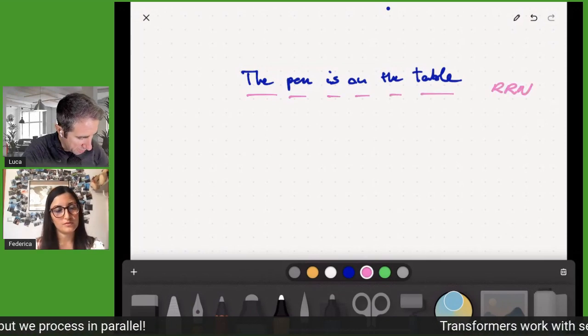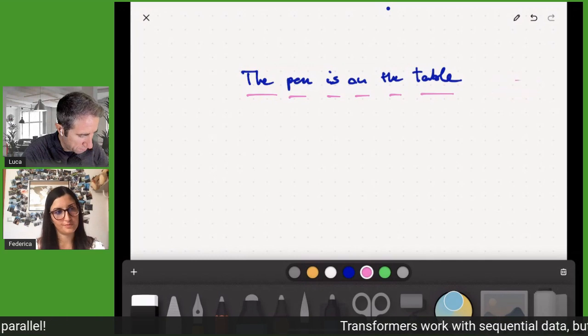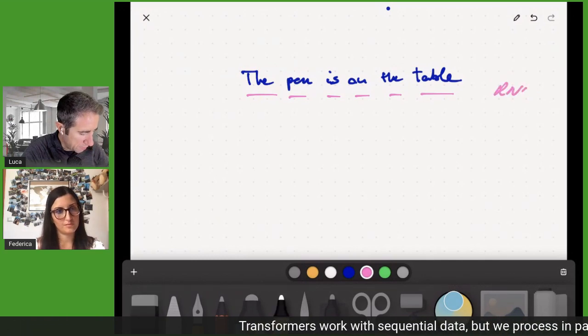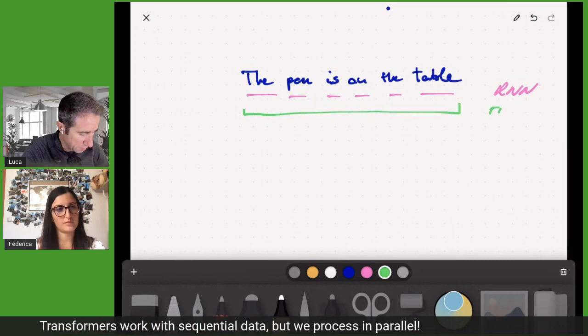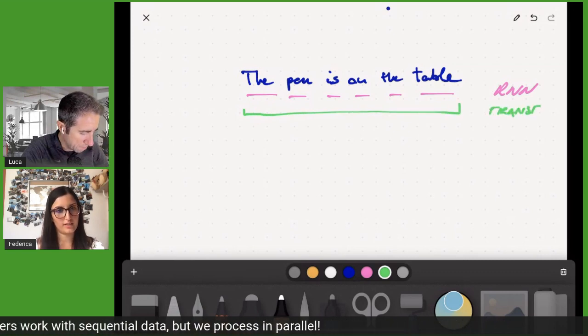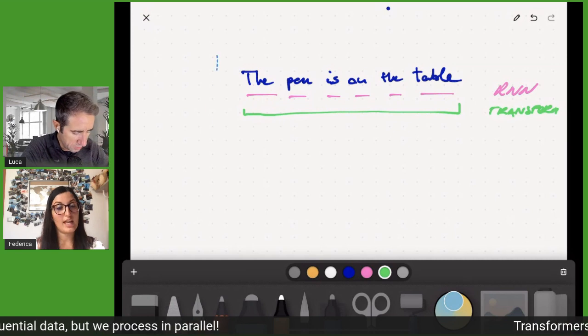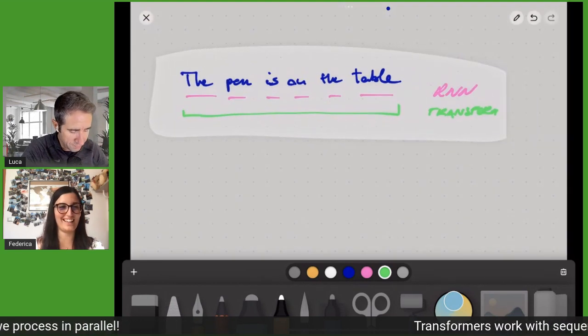So the RNN would take each word individually. Instead, the transformer takes the whole thing. Yes, exactly. And what does it do with it? We will see it in a moment.